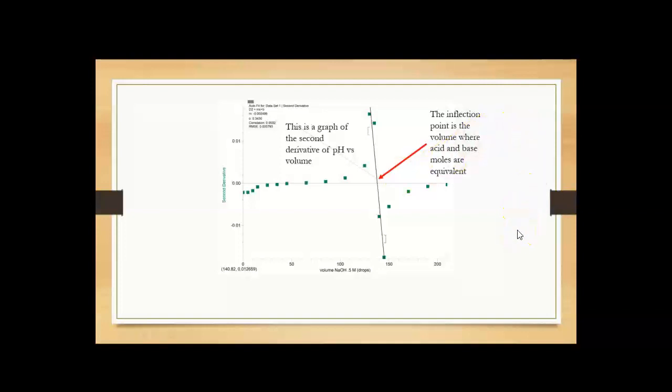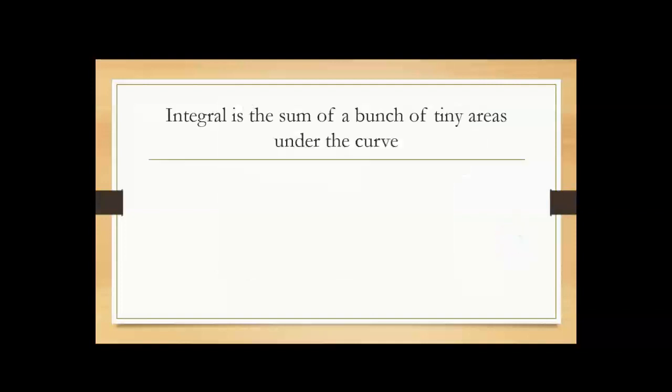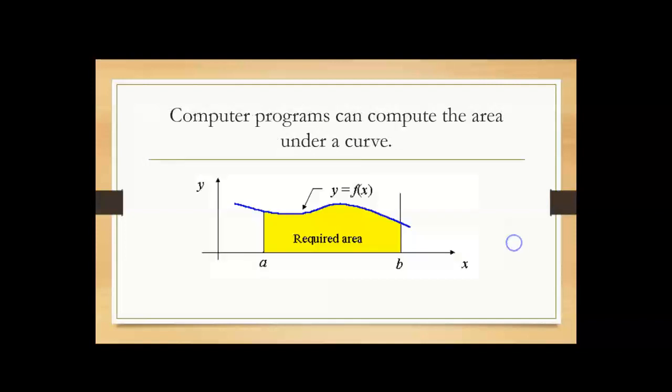We can use this anytime we need the slope of a curve. Now the integral is the opposite. You have a curve, but you don't want the slope. You want the area in between a certain x and a certain other x. We want the area of the curve under the function line.